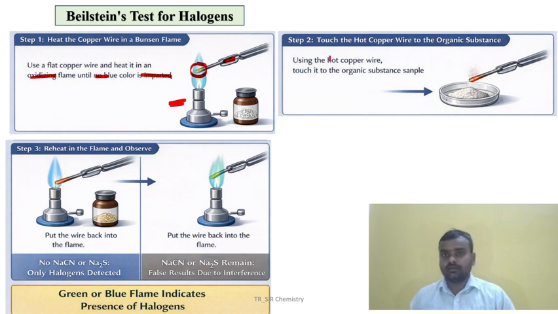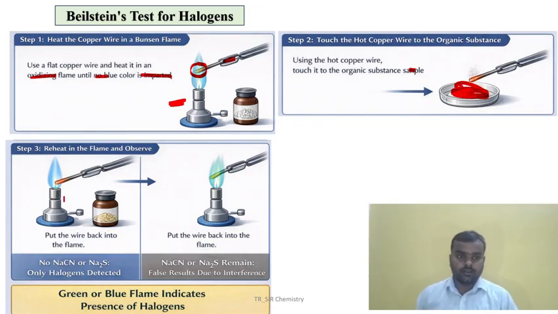Then what to do next? Take the red hot copper wire, then touch it with the organic substance. This is the organic substance. After touching the sample, now take this again to the Bunsen burner flame. So now put the wire back into the Bunsen burner flame. No NaCN, Na2S, only halogen is detected, right?